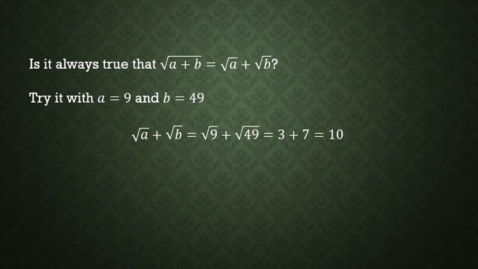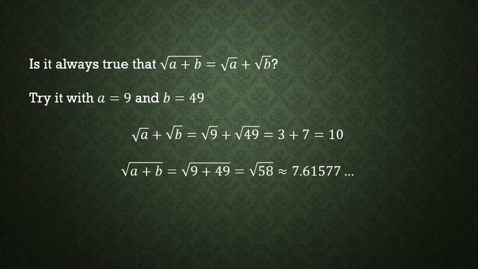Now I'm going to do the same thing, but with the left side. I'll plug in 9 and 49 there. So the square root of a plus b then is the square root of 9 plus 49, which is the square root of 58, which if you plug it into your calculator is approximately 7.61577, and there are some more decimal places after that. Clearly, these two numbers are not the same thing. 7.615 and so on, and 10 are not the same number.